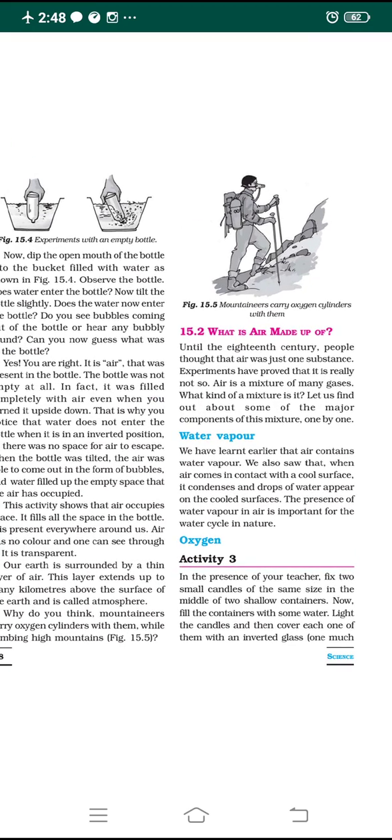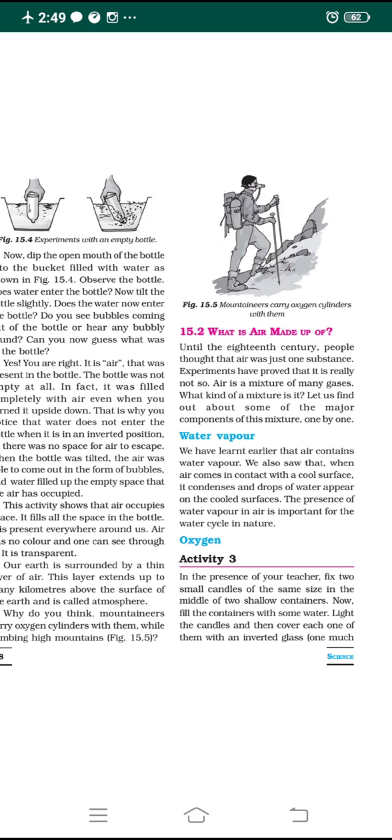Till the 18th century, people thought that air was just one substance, like stone or soil. But many experiments have proved that this is not so. Air is not a single substance. Air is a mixture of many gases.